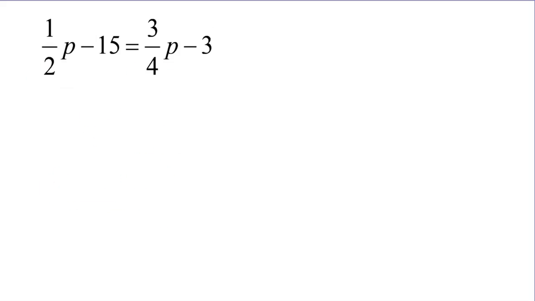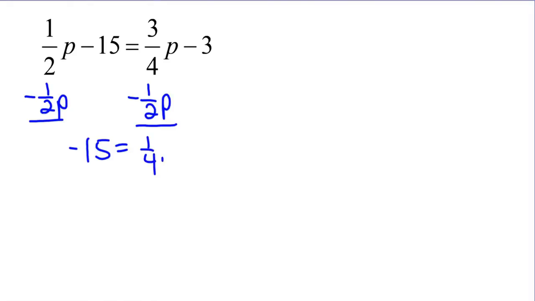Here we've got some fractions in the mix. 1/2 p minus 15 equals 3/4 p minus 3. The little guy here is 1/2 p, so that's what I'm going to take away from both sides. I'm going to eliminate that term on the left-hand side, so 1/2 p minus 1/2 p is 0. 0 minus 15 is negative 15. Equals 3/4 minus 1/2 is 1/4, p minus 3, and then I have a two-step equation to solve. Add 3 to get rid of the constant.